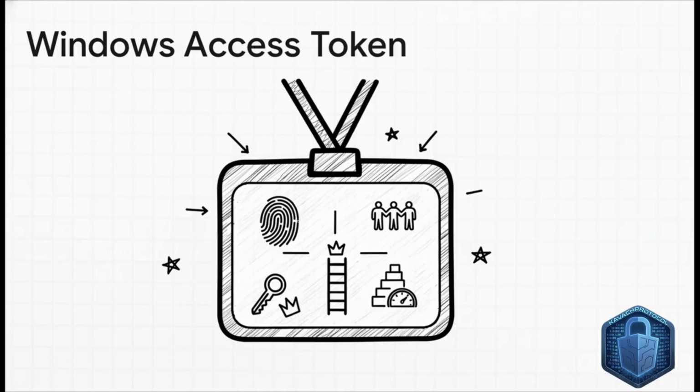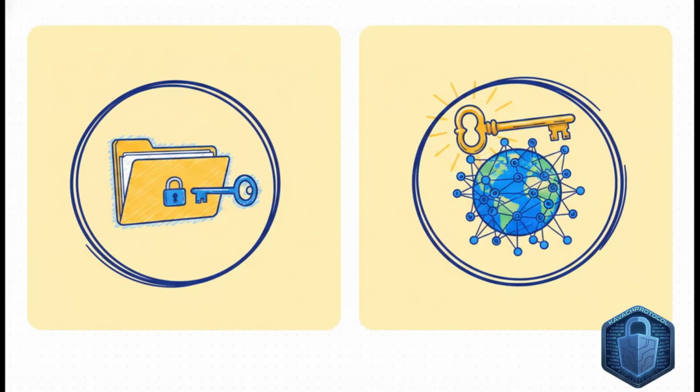Inside this token is your unique security identifier, or SID. It also holds your group memberships, so maybe you're in the developers group or HR. It lists your system-wide privileges, and it assigns you an integrity level, which scopes down exactly which processes you can even interact with. Now, here's a crucial distinction that literally trips everyone up: permissions versus privileges.